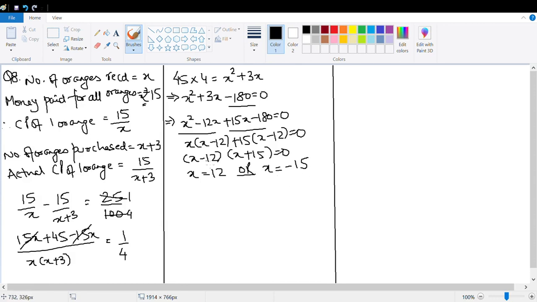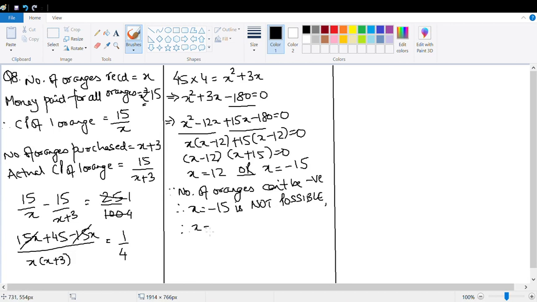Now x is the number of oranges. So number of oranges cannot be negative. So we need the reason: since number of oranges can't be negative, therefore x is equal to negative 15 is not possible, right? Therefore x is equal to 12. Let's read the question one last time to figure out what they want me to find. Find the value of x. So we found the value of x.